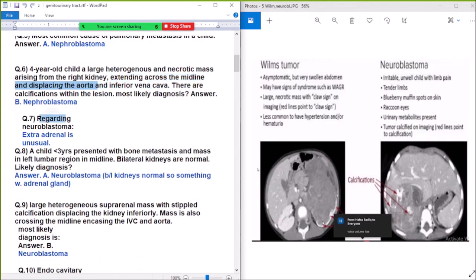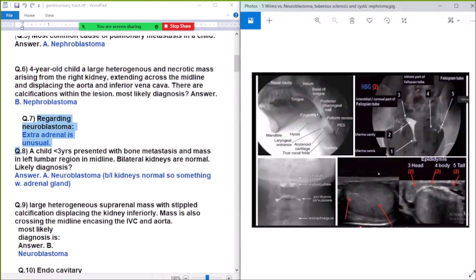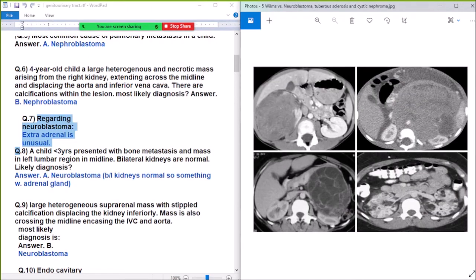Question 7. Extrarenal neuroblastoma is unusual. Again, in Wilms tumor, it displaces the vessels, while neuroblastoma encases the aorta. This is the cystic nephroma, bilateral, with a multilocular appearance.